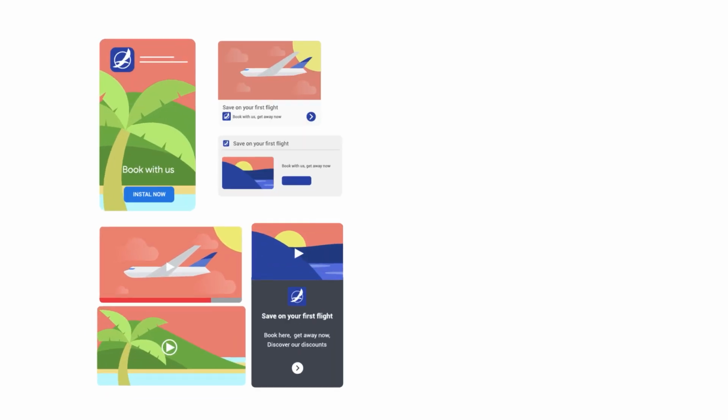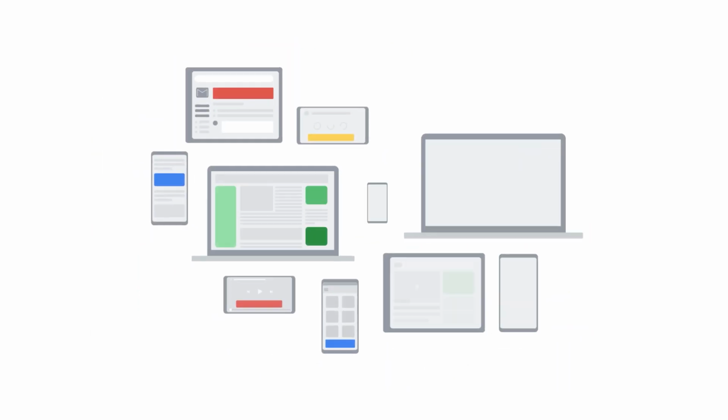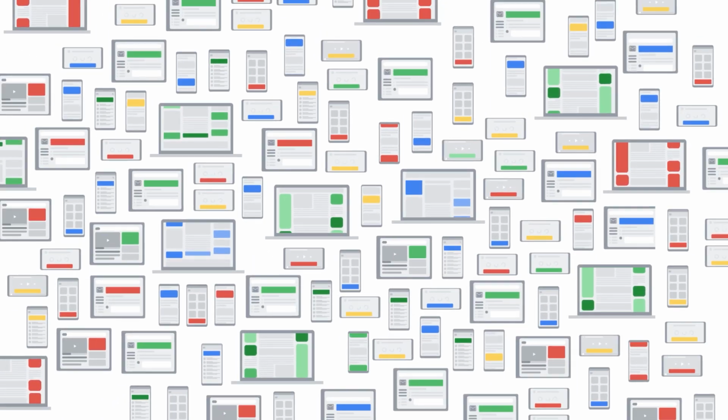Let's start with the basics. What are Google Display Ads? These are image, video, text, and social ads that appear across millions of websites and apps.